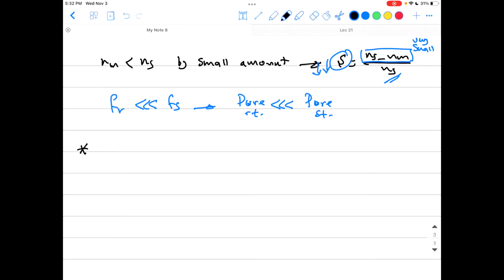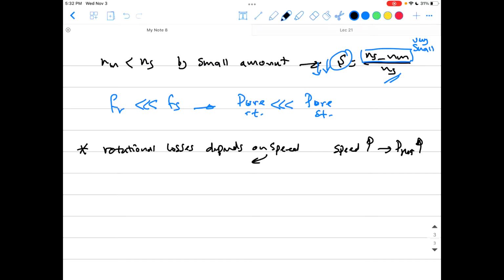The second thing here is the rotational losses. Rotational losses, like we said, or mechanical losses, depend on the speed, okay? So if the speed goes up, rotational losses should go up, but we neglect this. The rotational losses depend on the speed, and the speed depends on the load, okay?